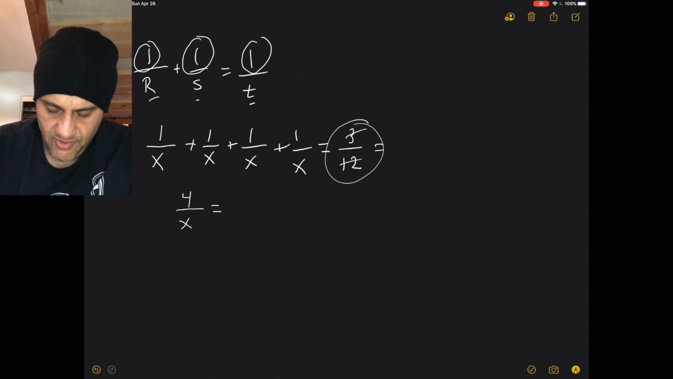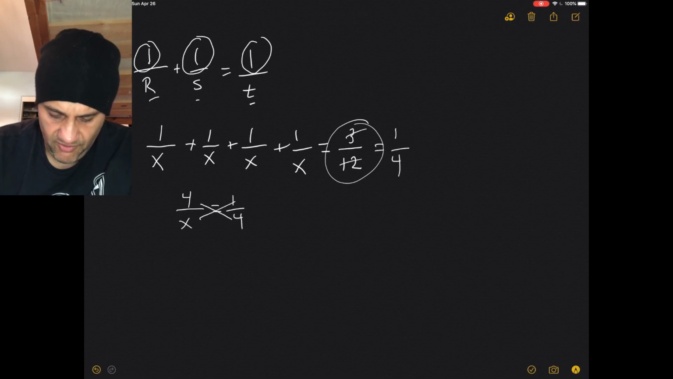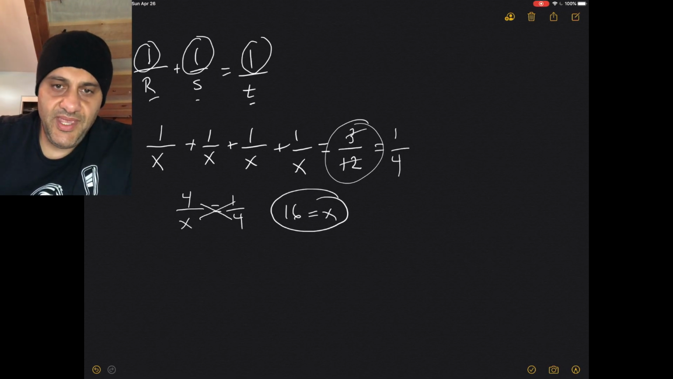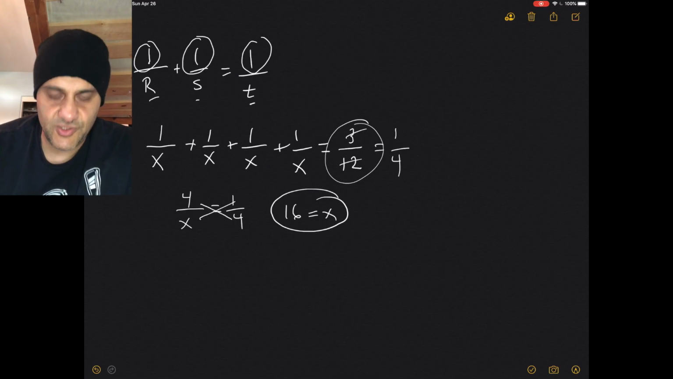Now, 3/12, if you go back up here, that can simplify, right? 3 goes into 3 once, and 3 goes into 12 4 times. Cool. So we get 4/x = 1/4. Then we just simply cross multiply. 4 times 4 is 16. x times 1 is x. So x = 16. What that means is each machine takes 16 hours. They're identical machines. Each machine takes 16 hours to finish one project.